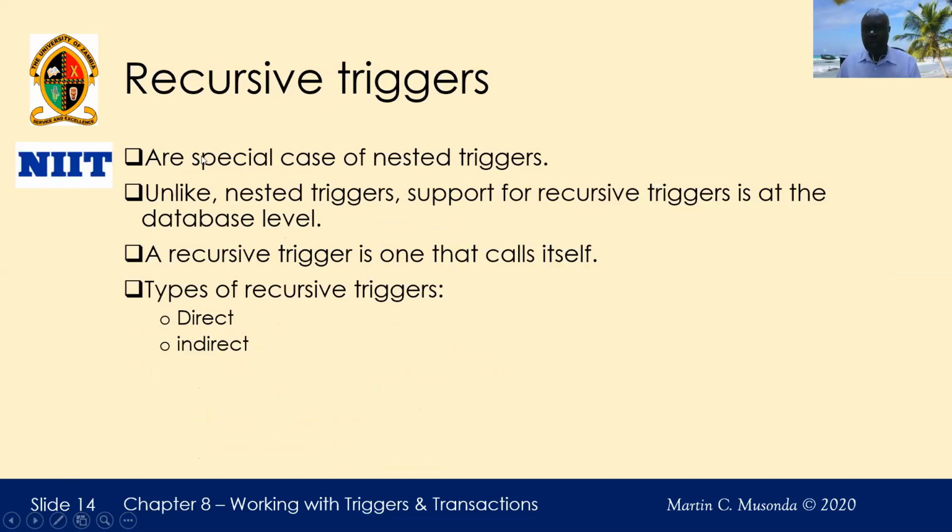The other type of triggers are called recursive triggers. Recursive triggers are a special case of nested triggers. Unlike nested triggers, the support for the recursive triggers is at the database level. What I mean is the triggers are defined at the database level. The nested triggers that we have looked at previously are defined on a table.